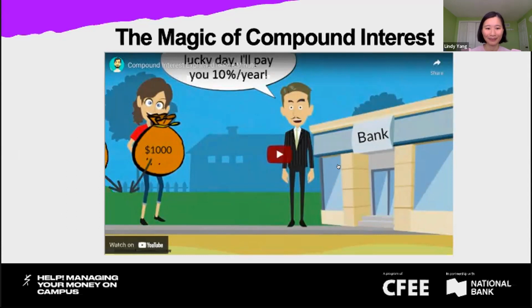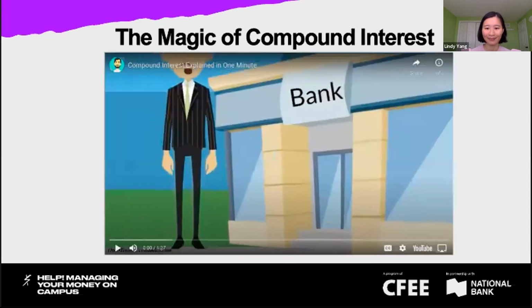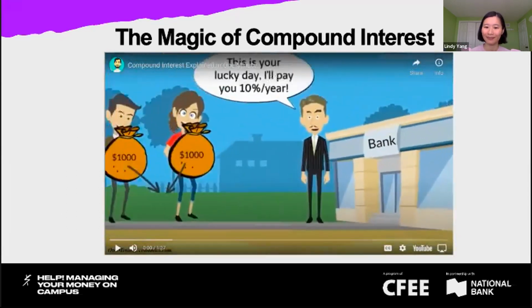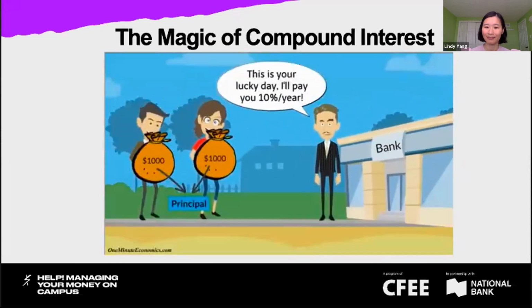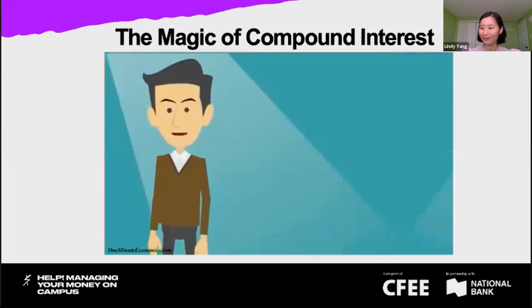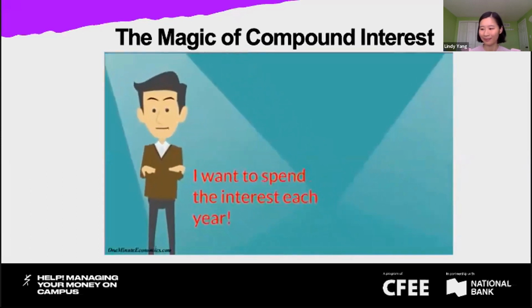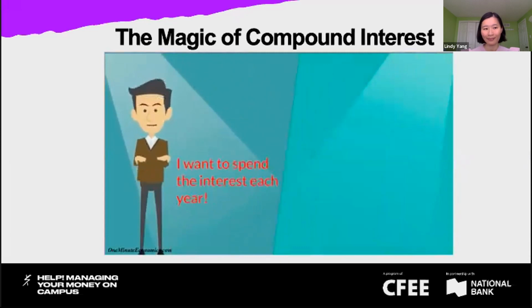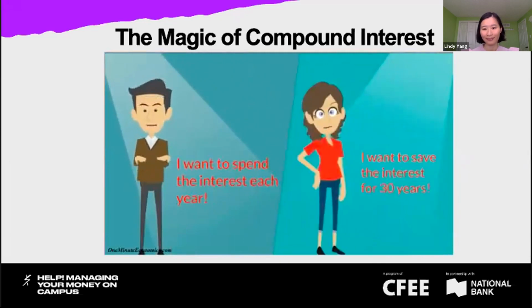Let's assume a very generous bank offers to pay John and Lisa a return of 10% per year, and they each invest $1,000 called the principal. John wants to spend the interest each year and only keep the principal in the bank, while Lisa wants to save for 30 years, so she doesn't take the interest out each year.